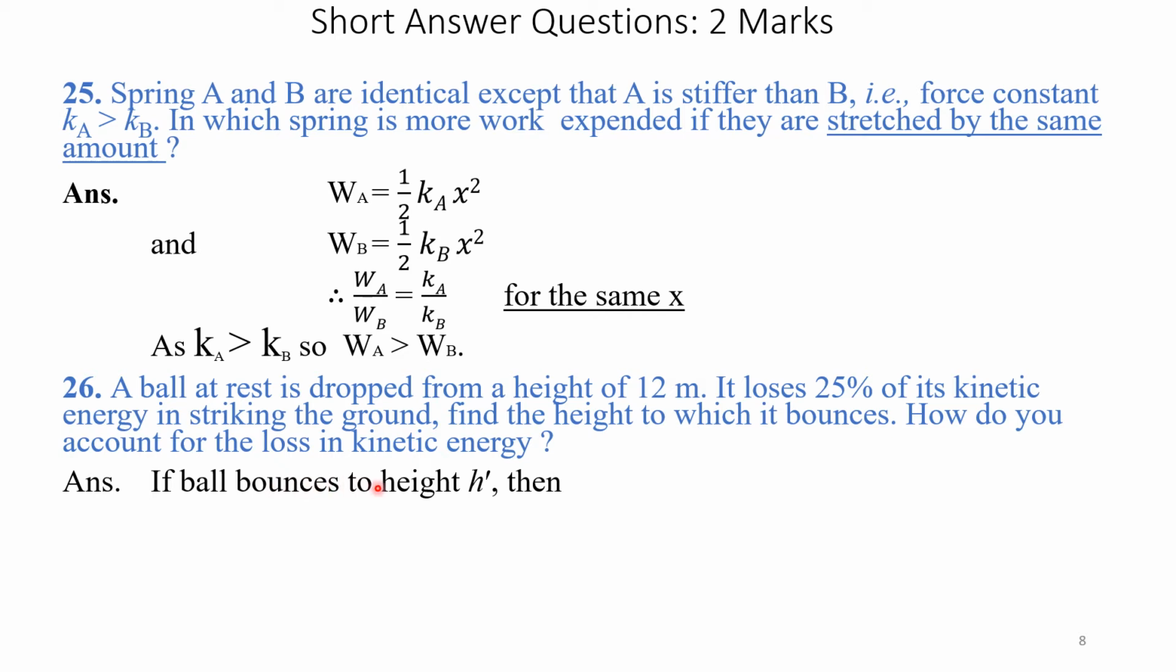If the ball bounces to a height h dash, then mgh dash is equal to 75% of the mgh. It is given that 75% of the kinetic energy remains, 25% of kinetic energy is lost. So mgh dash is equal to 75% of the mgh. Therefore h dash is equal to 0.75 h, since m and g are the same for both and get cancelled. That is 0.75 into 12. So the value of h dash is 9 meters.